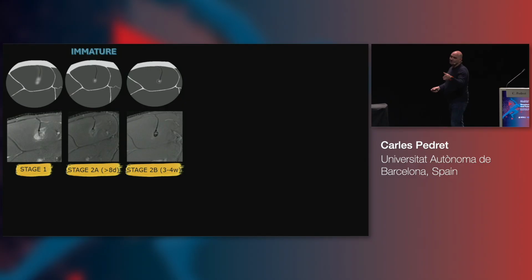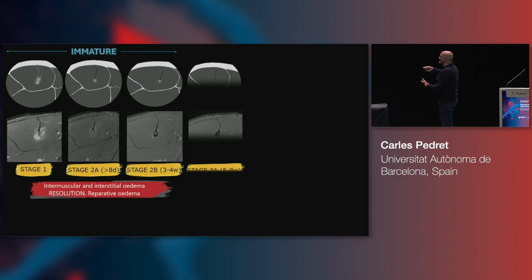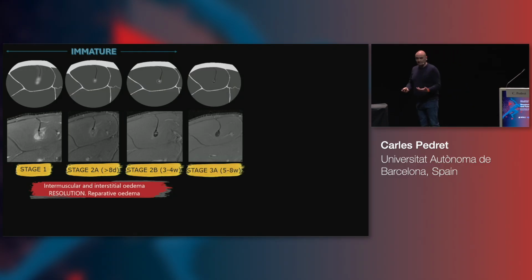But look at stage 2B. The center part, which is still weak and soft, is smaller, and the peripheral part is bigger and more organized, okay? So we call that the immature stage of the scar tissue, okay? And what we look for here is the intermuscular and interstitial edema resolution, okay?